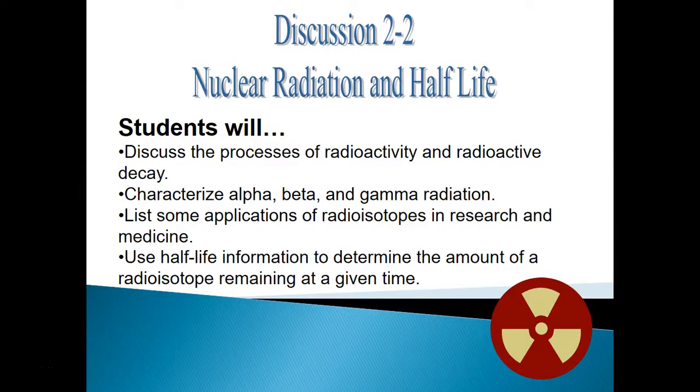Discussion 2.2, nuclear radiation and half-life. So in this discussion, we're going to talk about what radioactivity is and talk about the process of radioactive decay. We're going to characterize alpha, beta, and gamma radiation. We're going to talk about some uses for radioisotopes and use half-life information to determine the amount of a radioisotope remaining at a given time.